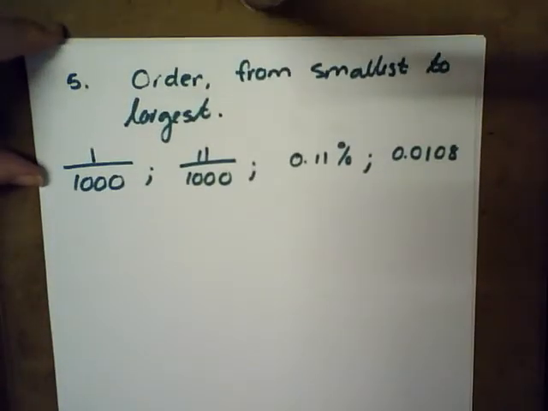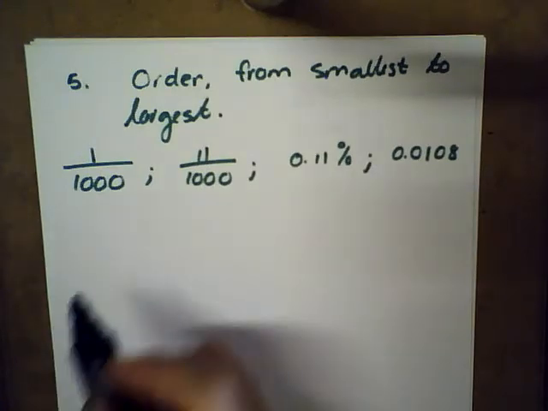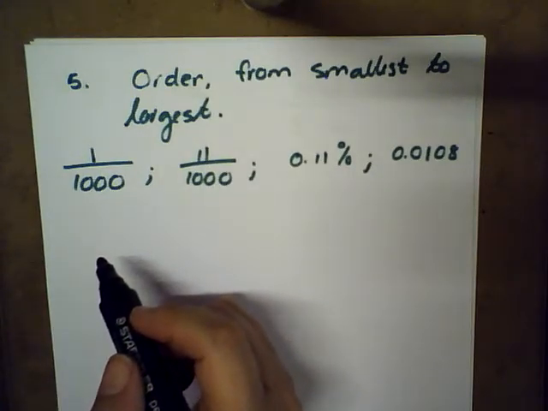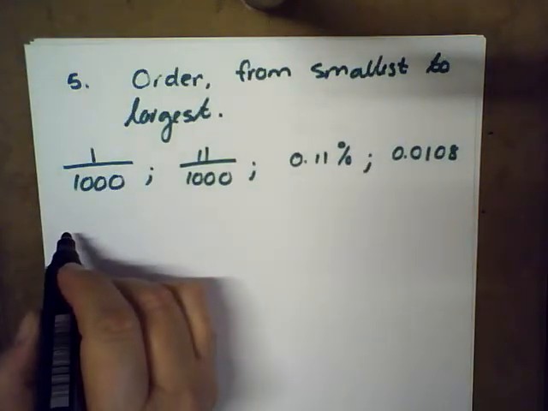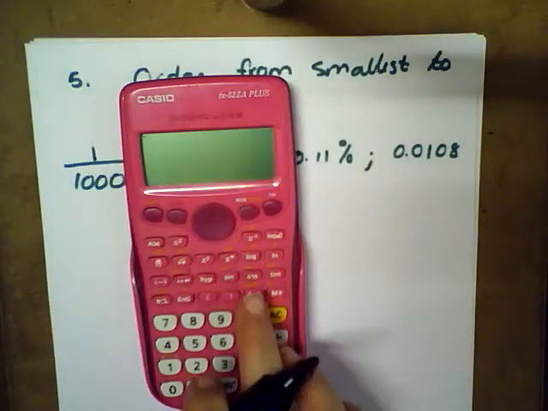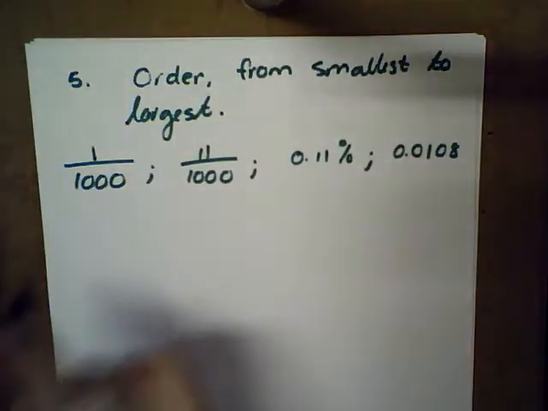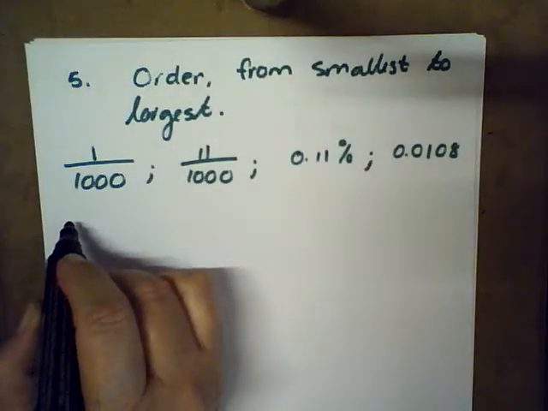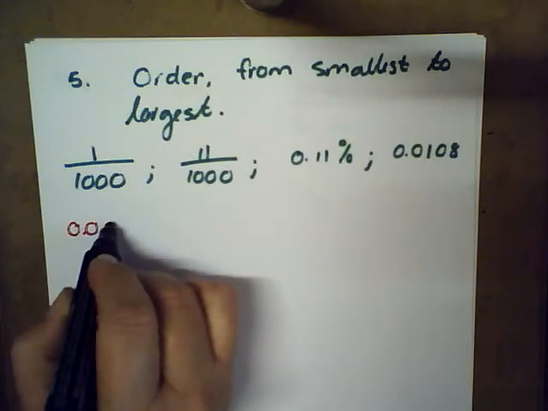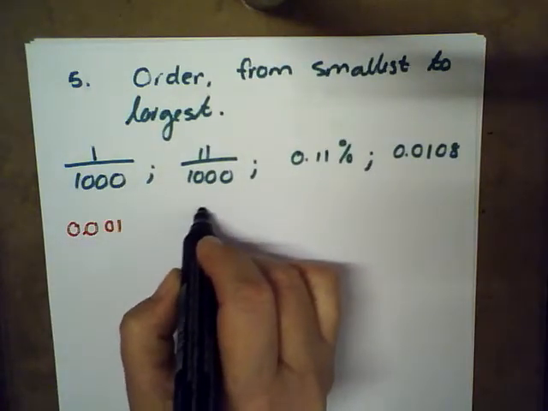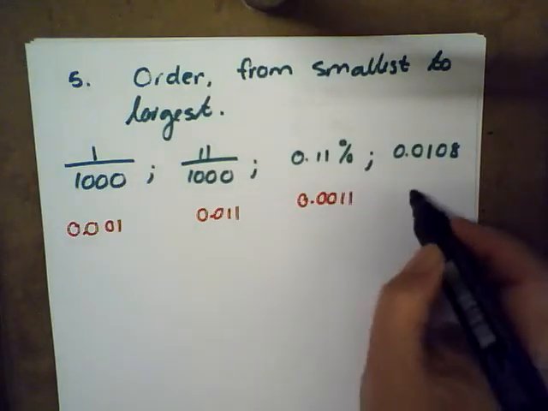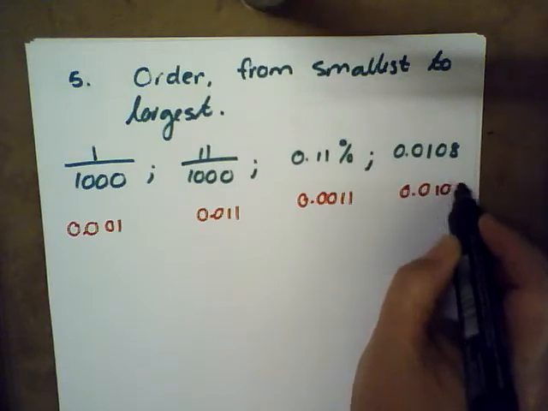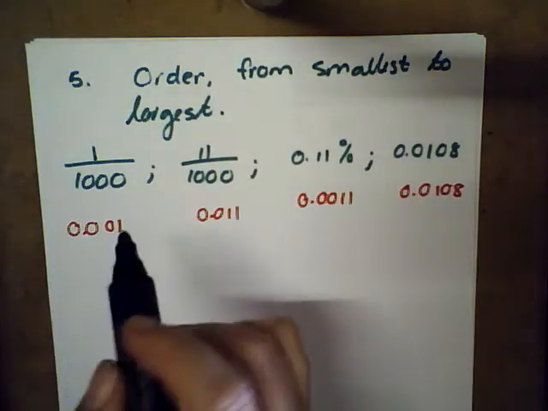Good. The next one is ordered from the smallest to the largest. Here we use our calculators. I am going to just tap this into the calculator, press my SD key, this little key over here. I'm going to press that so that I get the answer in terms of a decimal value. So this would be 0.001. Do that one, 0.011, 0.0011, and 0.0108. Okay, now I've got to order it.